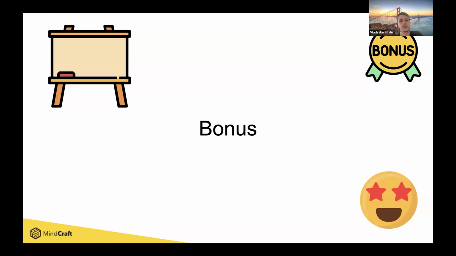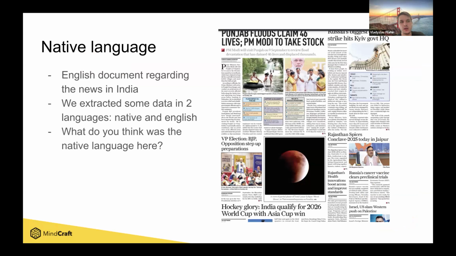And now we have finished with the main part and we can discuss the bonus part. The bonus part mentions situations I have encountered, and that it is good to know about before you encounter them in real life. The first one is native language. During tests of one of our pipelines, we downloaded a random document from the internet. It happened to be a newspaper regarding India news.